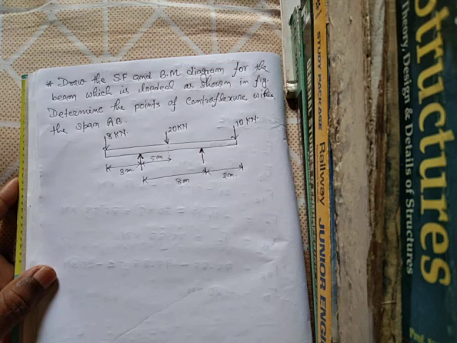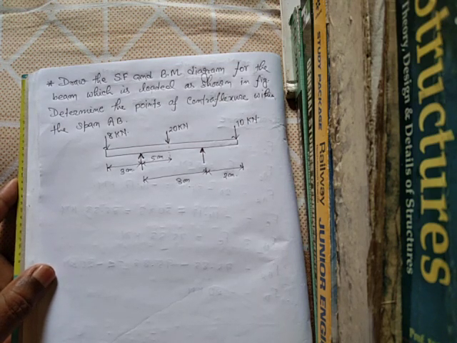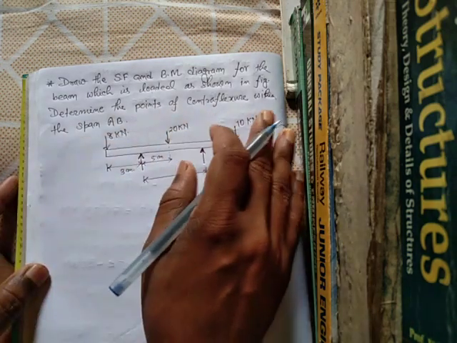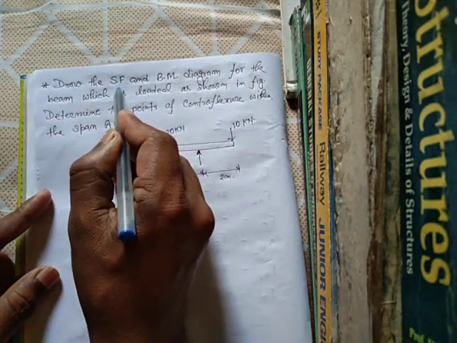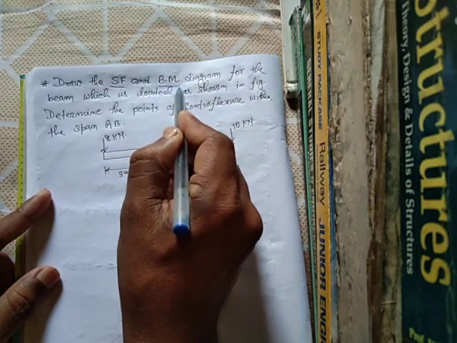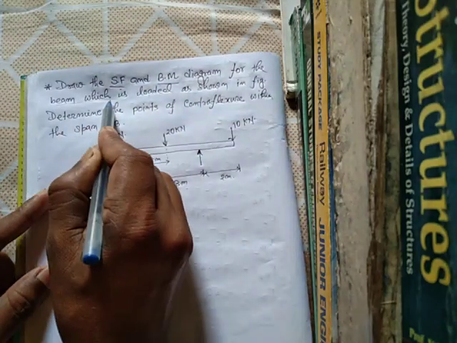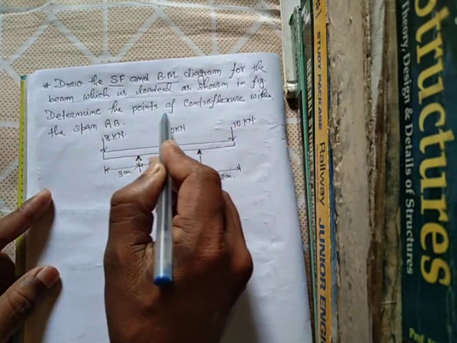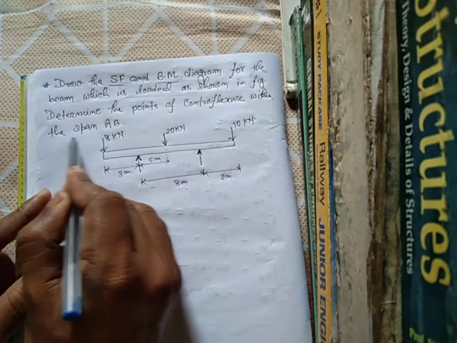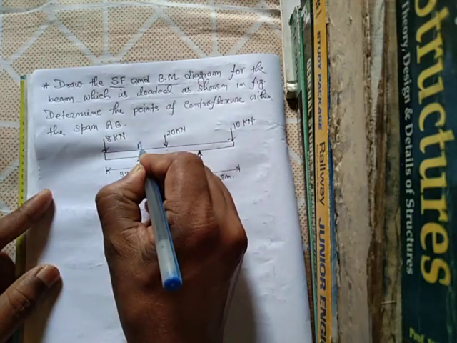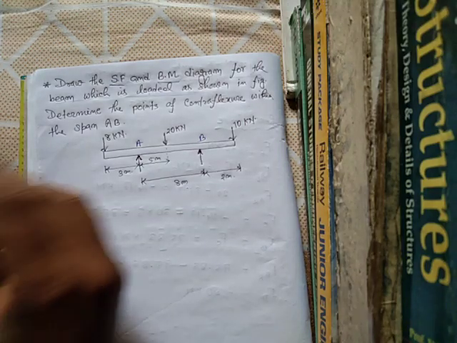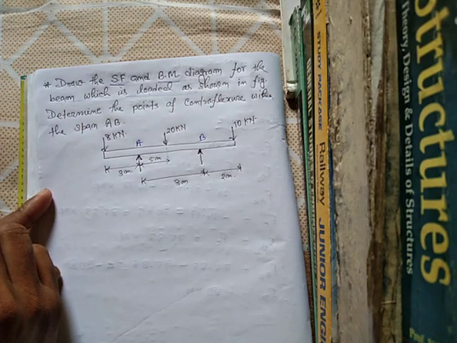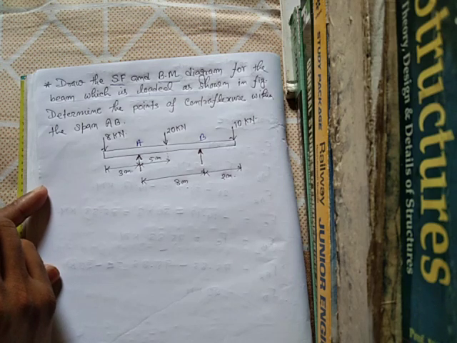In this class, we try to solve some numerical problems based on shear force and bending moment diagrams. First question: draw the shear force and bending moment diagram for the beam which is loaded as shown in the figure. Determine the points of contraflexure within the span AB. First, we need to draw the shear force and bending moment diagram, then find out the point of contraflexure.